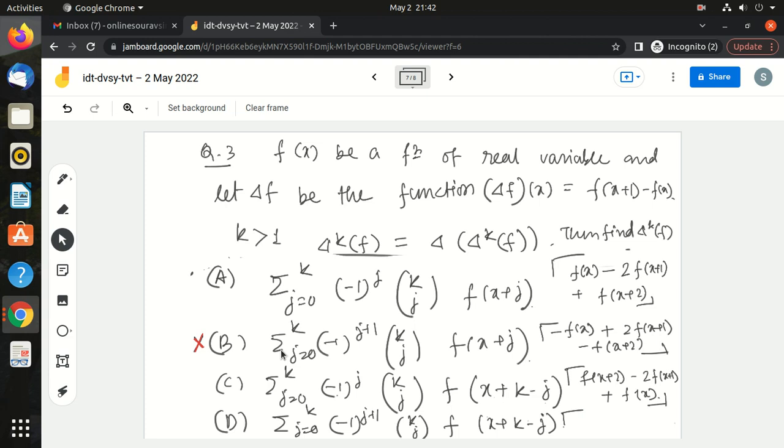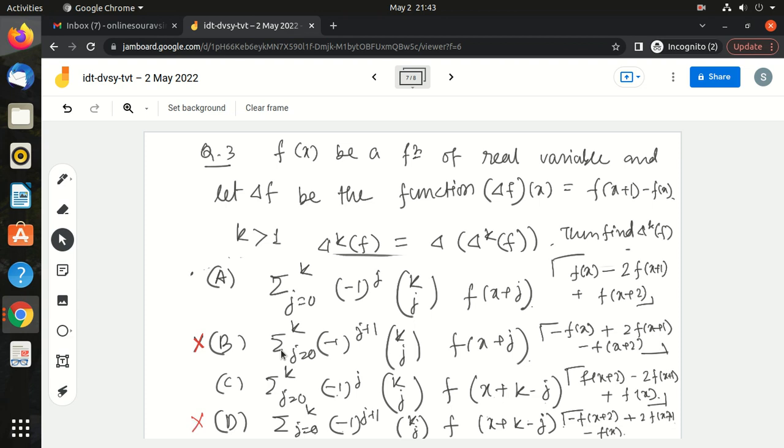You get f of x plus 2, because if you put j equal to 0, minus 1 to the power 1 is minus 1, and f of x plus k minus 0 is f of x plus 2. Then calculating it, you get f of x here, f of x plus 1 here, minus f of x. So definitely this is again not the option. You have only two options left to check.